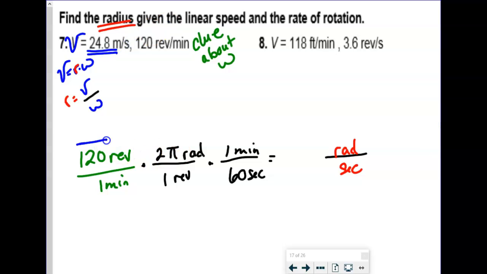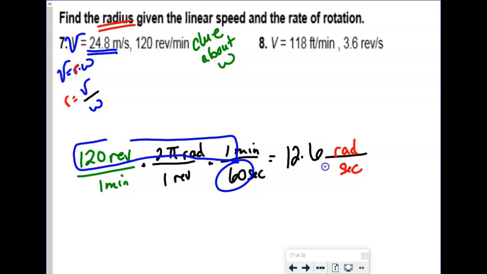All right, on your calculator, 120 times 2 pi divided by 60 is like 4 pi, which is 12 point something. What is it? Okay. So 12.6 radians per second. Remember, guys, this is angular velocity. I think we're ready to go. We've got a linear velocity of 24.8 meters per second divided by an angular velocity of roughly 12.6 radians per second. And when I crank that in the calculator, I get roughly 1.97-ish. I don't know exactly what it comes out to. Depends on where you truncated your decimal to.